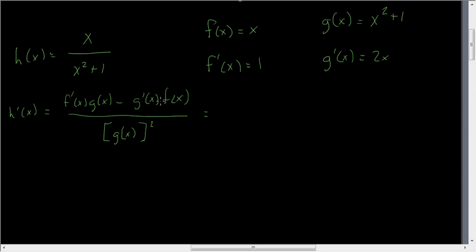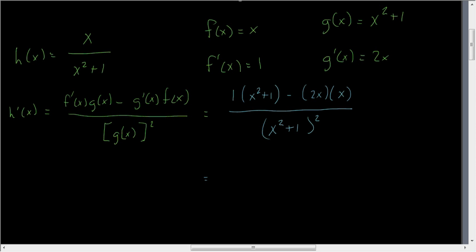So the derivative of f, in this case, let's switch colors here. The derivative of f is 1. G is x squared plus 1, minus the derivative of g, which is 2x, times f, which is x, all over the bottom, over g squared.